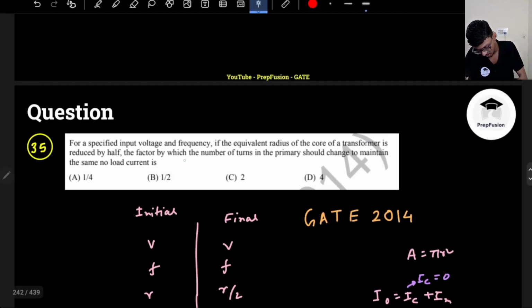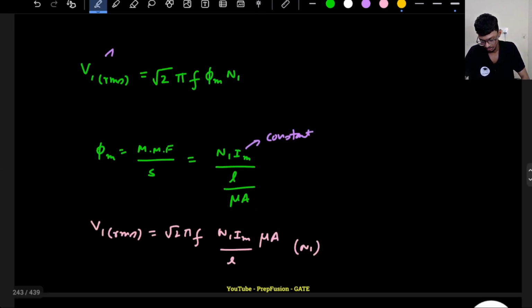So what are they asking? The factor by which the number of turns in the primary should change to maintain the same no load current. So I have to double it, so it will be C. Because I have to double the number of turns to keep the same no load current. Let's do the next question.